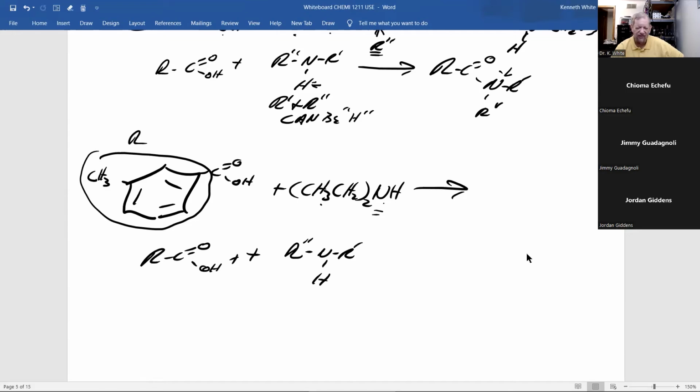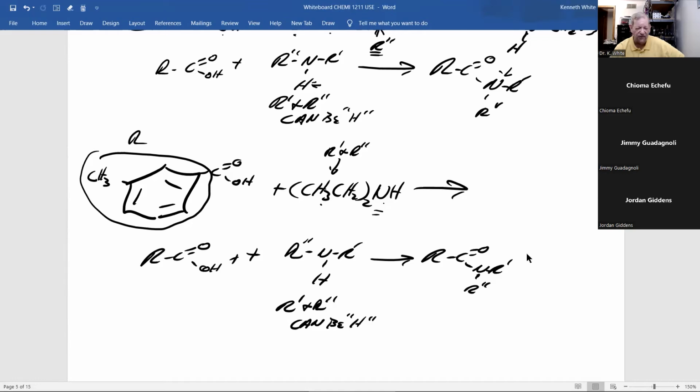which I can write like this, but remember R prime and R double prime can be hydrogen. Now, in this case, they're not. If I react it, what do I get? An amide. And these are R prime and R double prime ethyl groups.